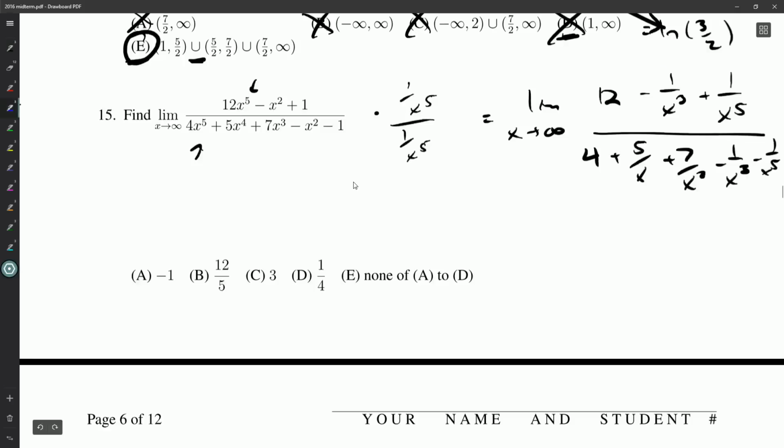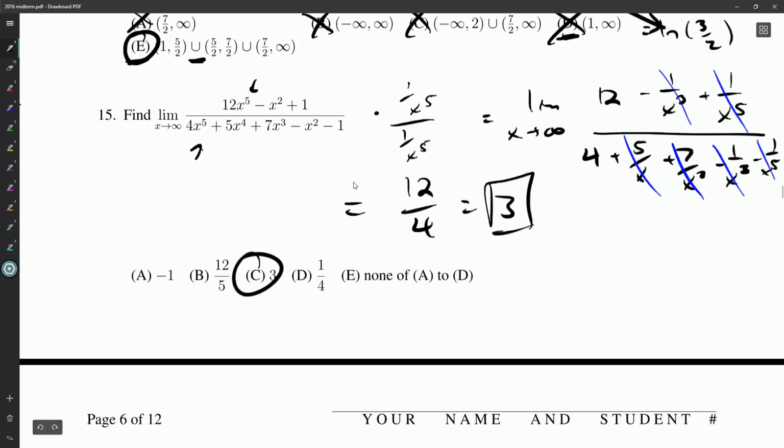But of course all of these go to 0. They're some of the limits that I told you to memorize. Limits as x goes to infinity, or if they're defined, negative infinity, all of these go to 0, and we're just left with 12 over 4, better known as 3. And there we go.